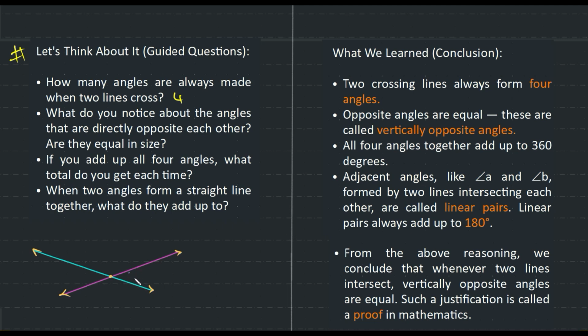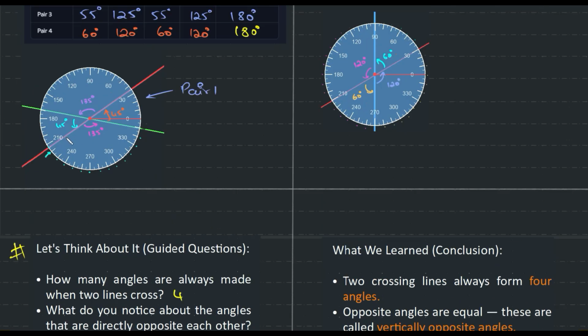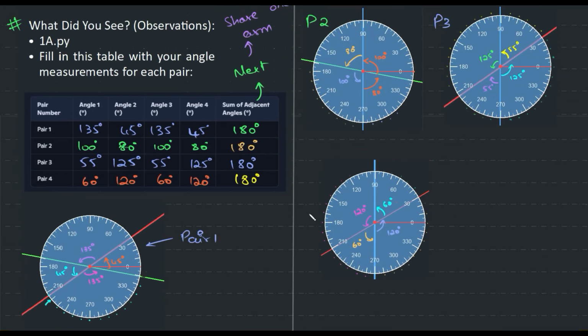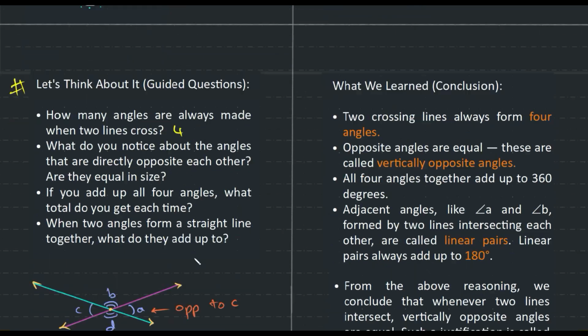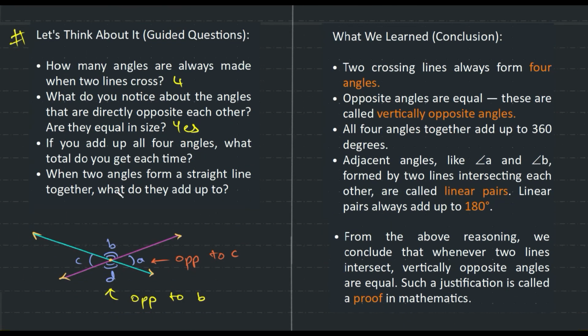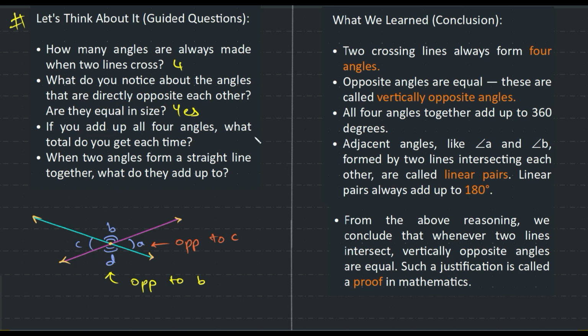So for angle, say I'll call this A, I'll call this B, I'll call this C, and I'll call this D. So this is opposite to C, and this is opposite to B. So with that understanding, what do you notice between the opposite angles over here? Observe. Yes, opposite angles are equal. Are they equal? Yes. If you add up all 4 angles, what total do you get each time?